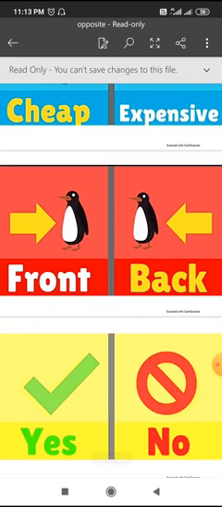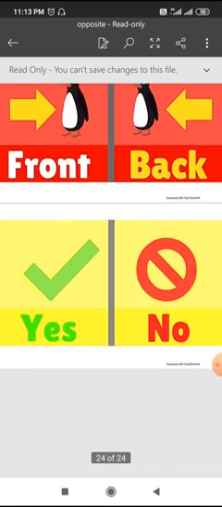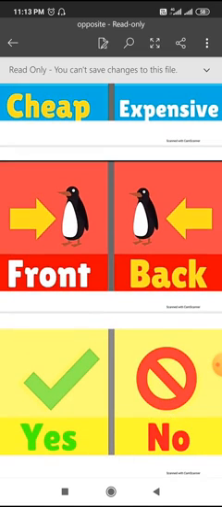Front and back. Like I will tell you the front cover of your book and the back cover of your book. They are both opposite to each other. Yes and no. Yes is the opposite of no and no is the opposite of yes.